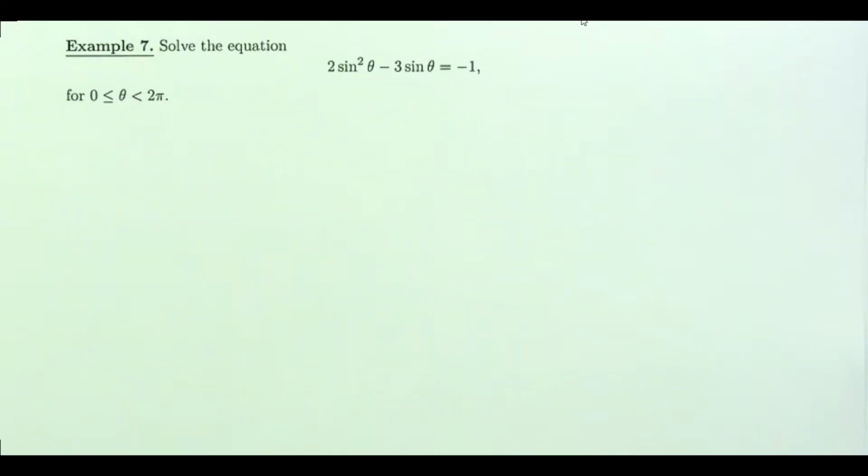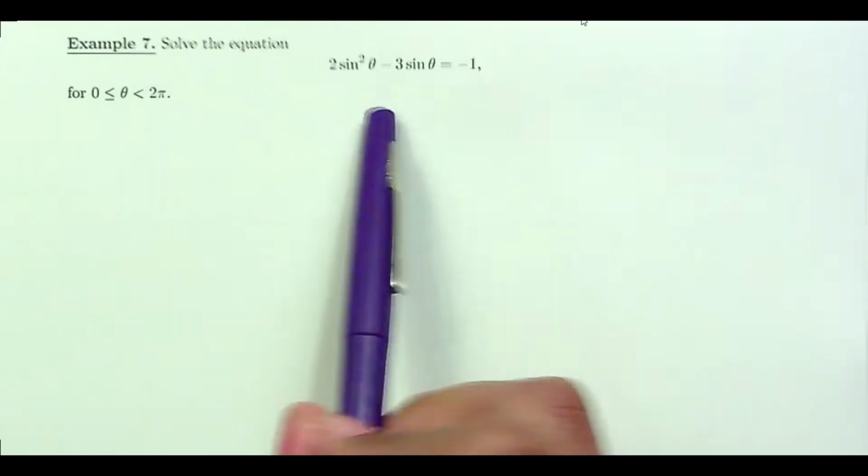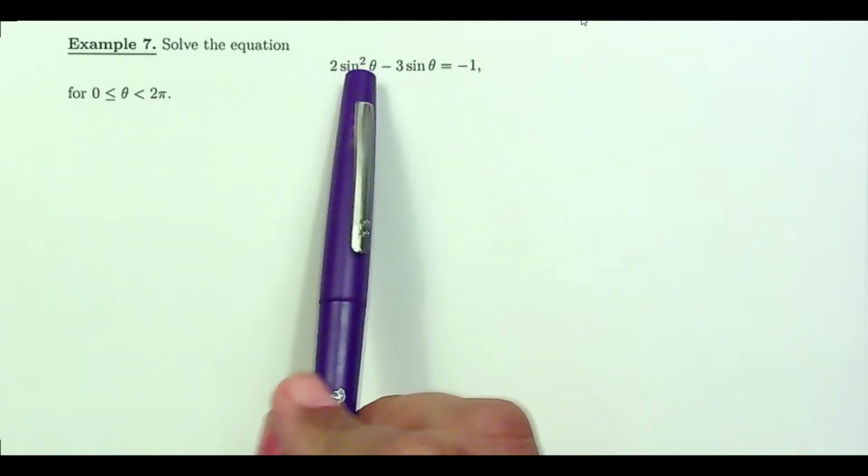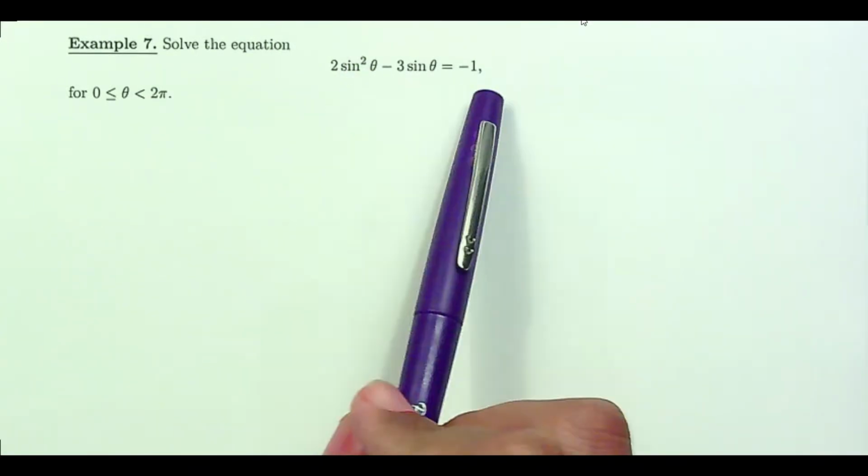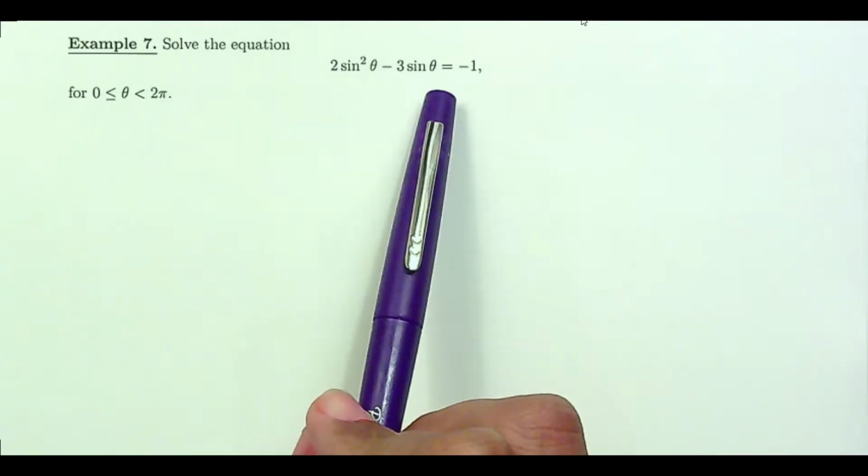Here is another example. Solve the equation 2 sine squared theta minus 3 sine of theta equals -1 for theta between 0 and 2 pi. Okay, the first thing you have to notice here is that this is a quadratic equation in sine. You can see that there's a square there, so this is a quadratic equation in sine.